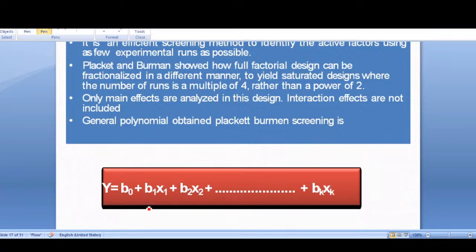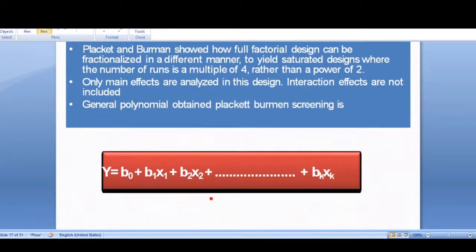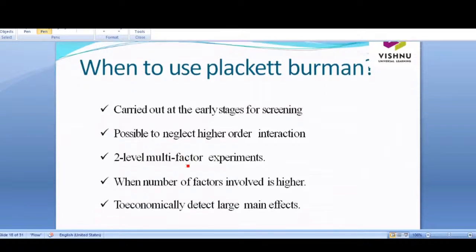So this is the general expression: y equals beta naught plus beta 1 into x1. You can use any equation. Here, in place of beta, I used b naught plus b1 x1. So this is the regression equation. So when to use the Plackett-Burman?